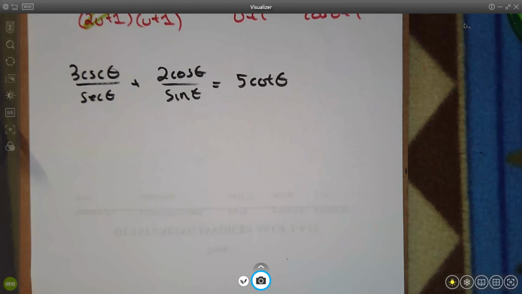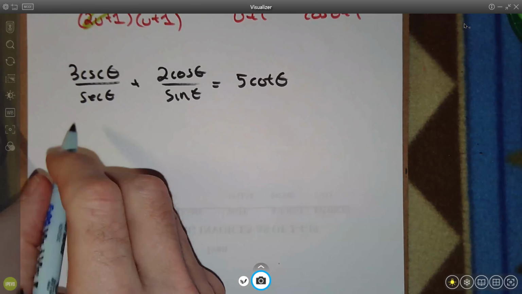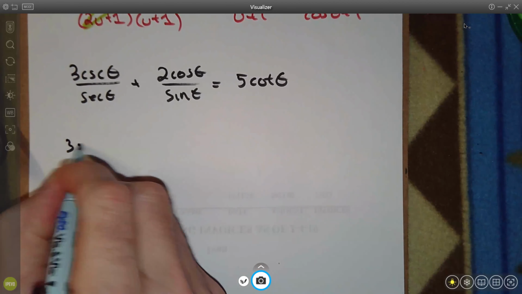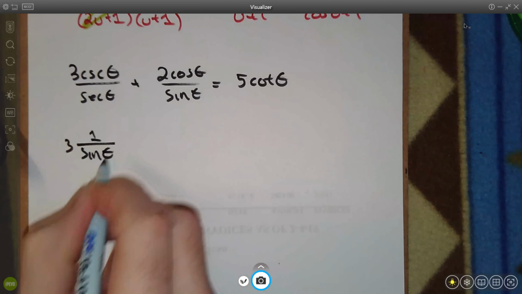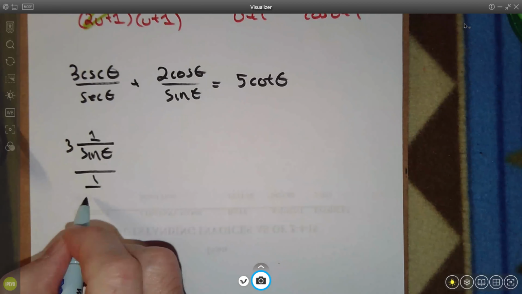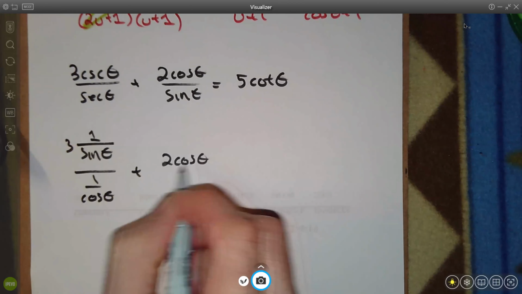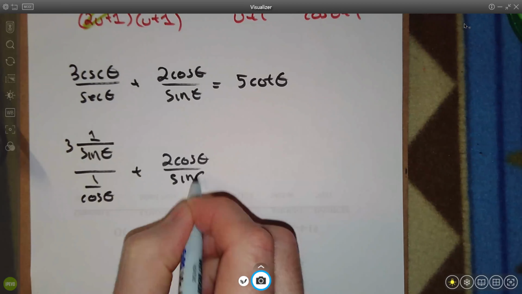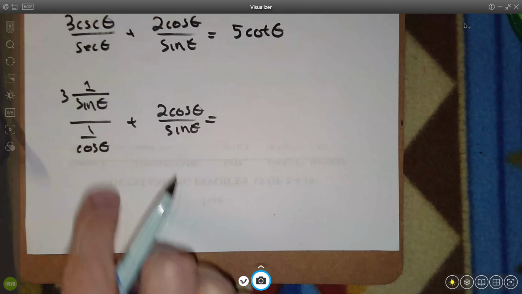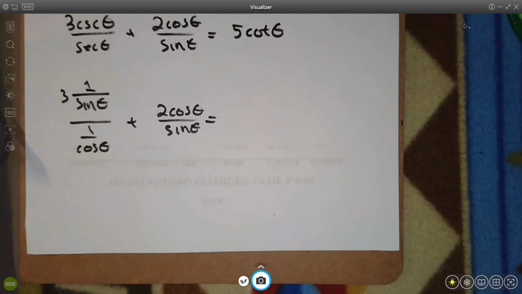Now, based on what I suggested in the video, what side should we work with, the left-hand side or the right-hand side? Left-hand side. It's generally better to work with the more complicated side. And one of the things I suggested was that maybe you write things in terms of sines and cosines. So this would be 3 times 1 over sine, and that'd be 1 over cosine in the denominator. And here we're already good. On the left-hand side, that's already sine and cosine, so we're good there.